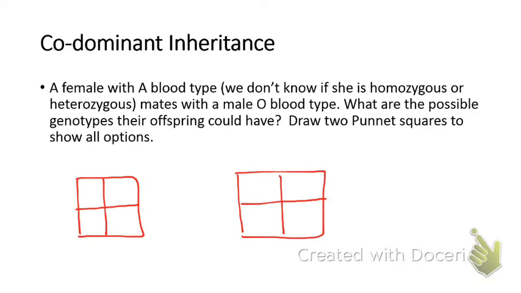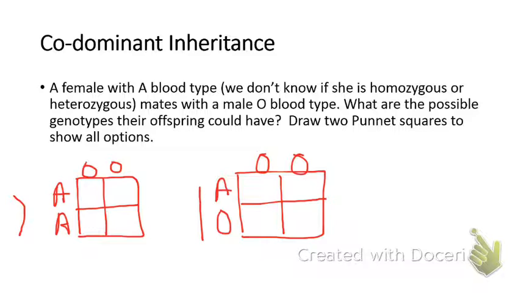So you don't know if you're homozygous or if you're heterozygous when you have A and B blood. A female with A blood type, we don't know if she is homozygous or heterozygous, mates with a male with O blood type. What are the possible genotypes their offspring could have? Draw 2 Punnett squares to show all the options. On one square we're going to make her homozygous, and on the other square we're going to make her heterozygous.